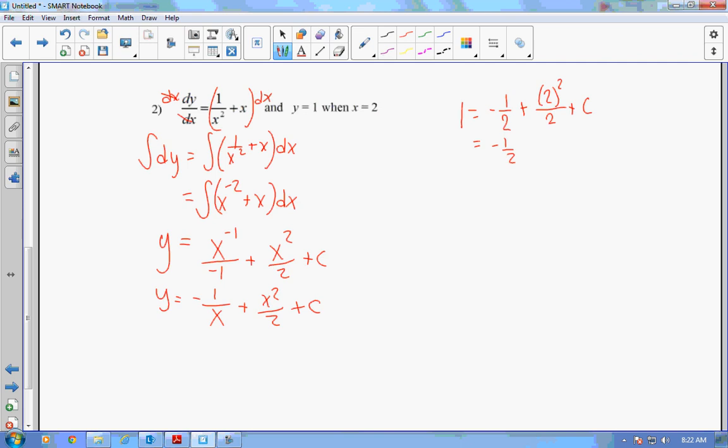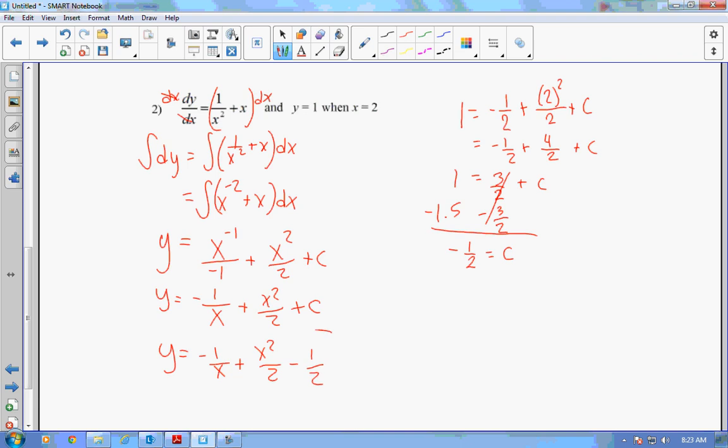Exponents first. So 4 over 2. Then we do division. No, actually, let's just combine them. I think that would be easier. 3/2 plus c, subtract 3/2, which is the same as subtracting 1.5, right? So we have negative 0.5, or most of you left it in the fraction. So the answer, though, is the equation: y equals negative 1 over x plus x squared over 2 minus 1/2.